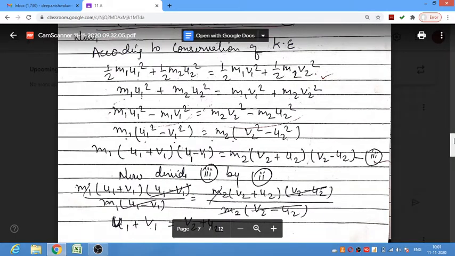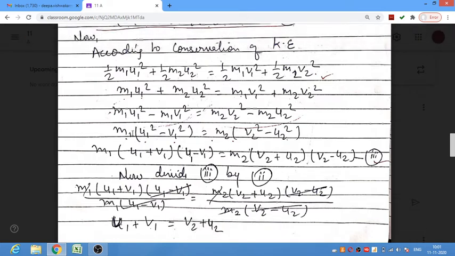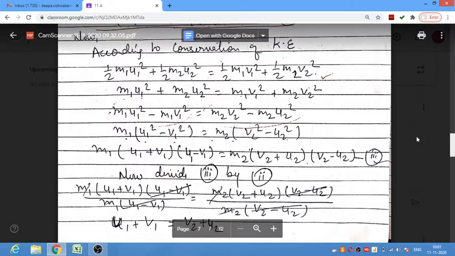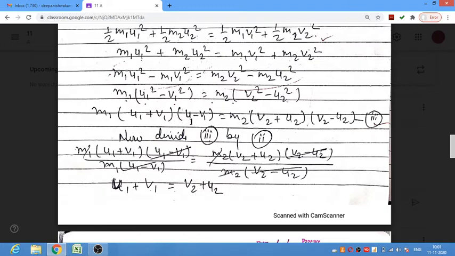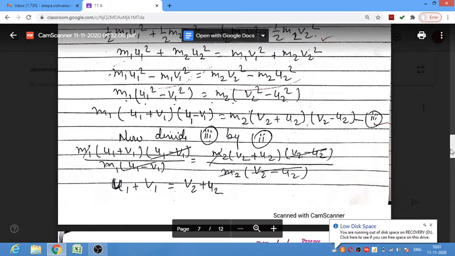Now this equation can be written, after solving, as m1 bracket u1 square minus v1 square is equal to m2 bracket v2 square minus u2 square. So m1 bracket u1 plus v1 bracket u1 minus v1 equals m2 bracket v2 plus u2 bracket v2 minus u2. So this is equation number 3, derived by using the kinetic energy.